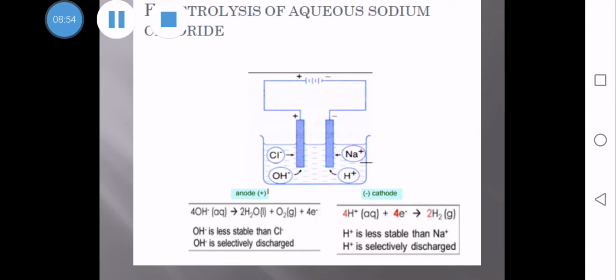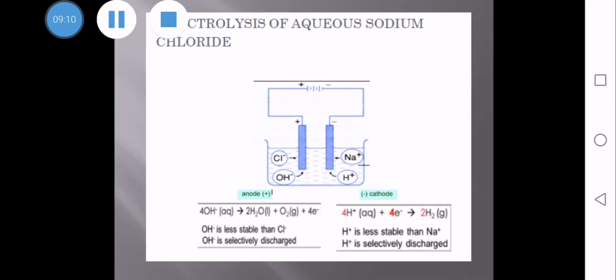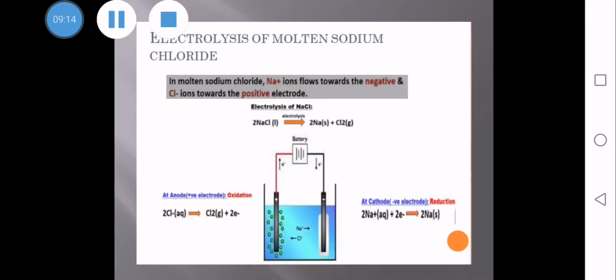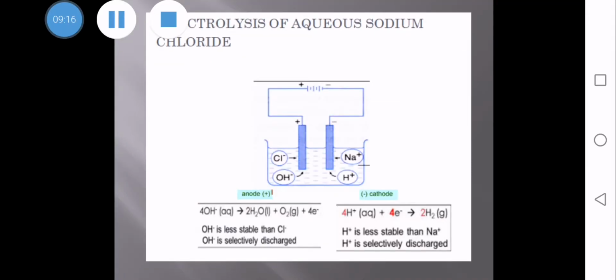So here the equation is written in front of you, which you have already learned, showing how the hydroxide ions will be converted into 2 moles of water and 1 mole of oxygen by losing 4 electrons. This oxygen gas will be liberated at the anode, and at the cathode hydrogen gas, and these are actually the products of electrolysis of aqueous sodium chloride. And the remaining solution from both sides, the oxygen and the hydrogen, the electrolyte solution, will become more concentrated in sodium chloride.